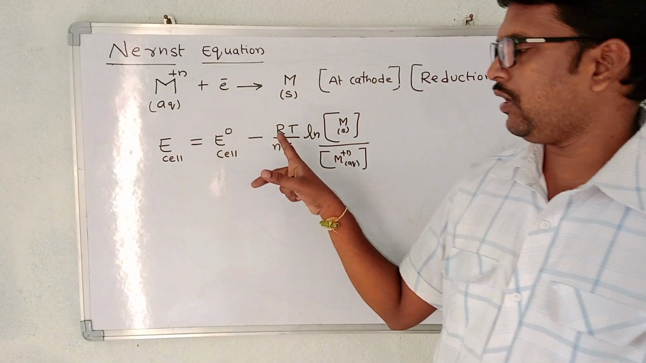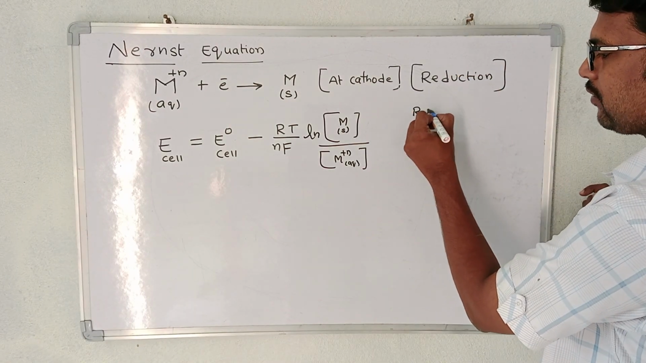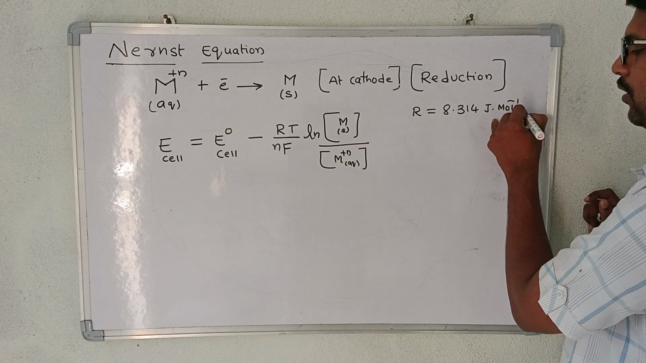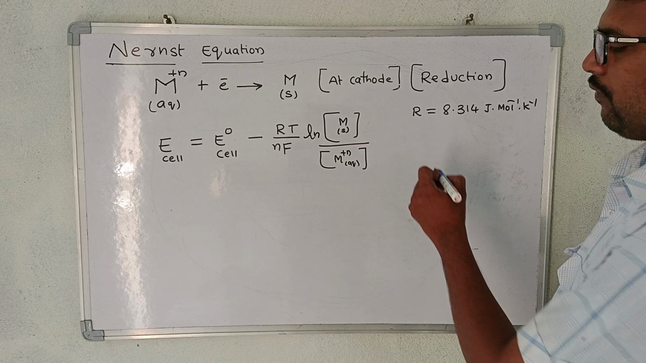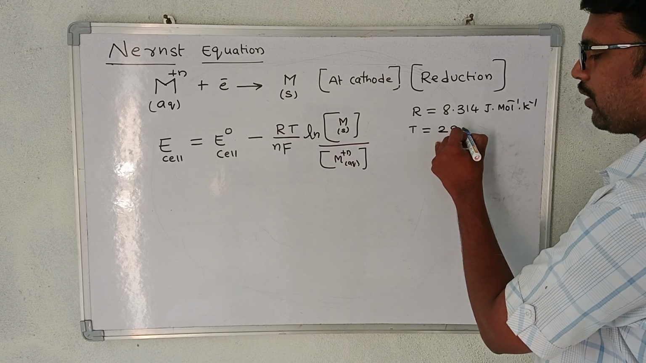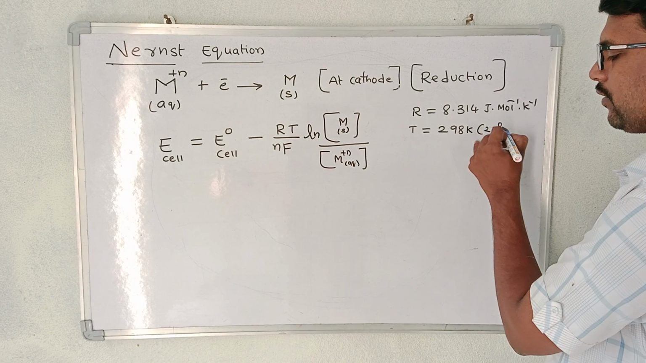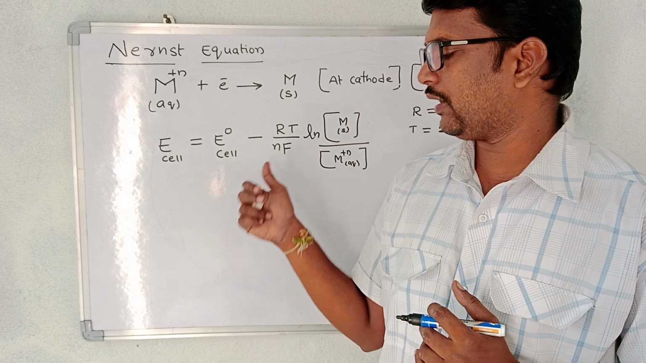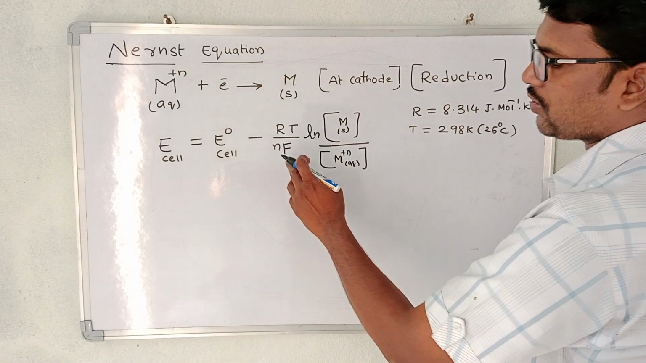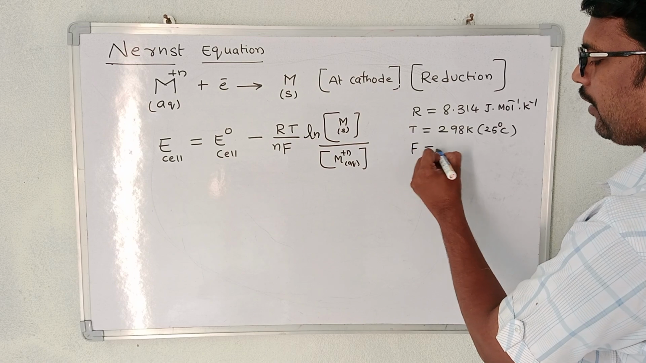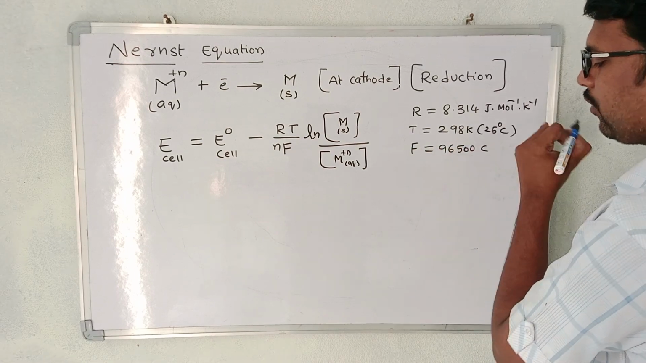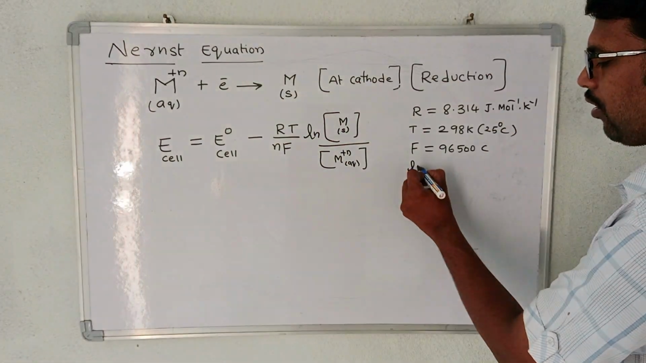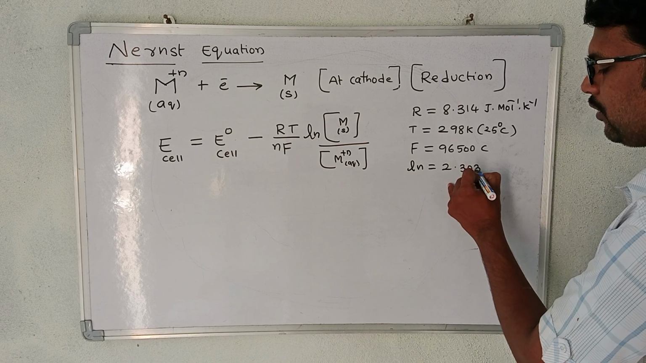In this equation, R indicates the gas constant. This value we generally take in joules, that is 8.314 joule mole inverse Kelvin inverse. When you take temperature, generally we take absolute temperature in kelvins. This reaction is done at 25 degrees, so in kelvins we take 298. N indicates the number of electrons transferred and F indicates the Faraday. 1 Faraday is equal to 96,400 coulombs. By substituting these values, and whenever you convert ln into log, in place of ln we take 2.303 log.